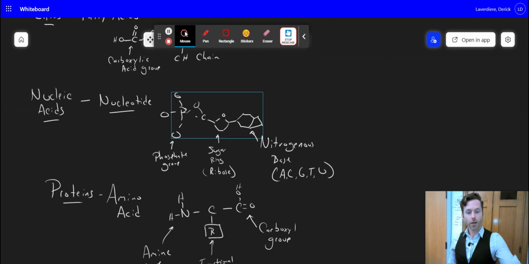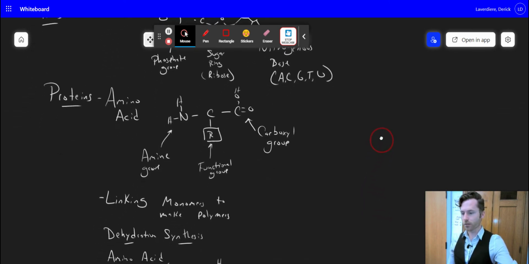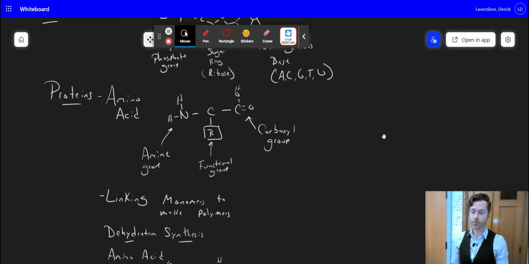And last and not least is our proteins. The monomer of proteins are amino acids. They have 3 groups. We have the amine group, which is the front of the amino acid, basically. It's a nitrogen with some hydrogen stuck to it. You have the really fun and cool functional group. The functional group has this variation here that we represent with an R. There's no element with an R on it.